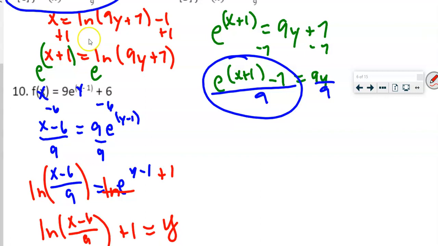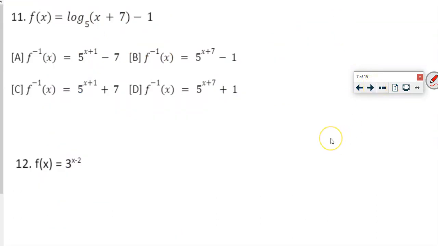I'm just making sure that I did it right. All right, so let's go on to the next one, number 11. Here again, we're doing x and y. So we're going to add the 1 to both sides. So it's going to give us x plus 1 is equal to the log base 5 of y plus 7.